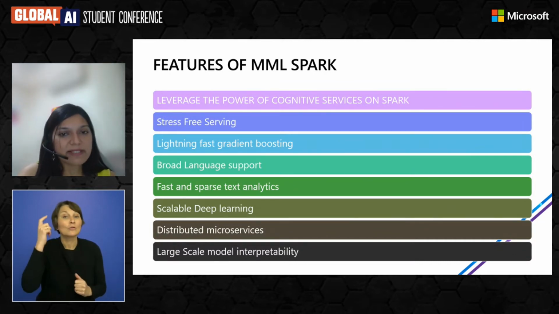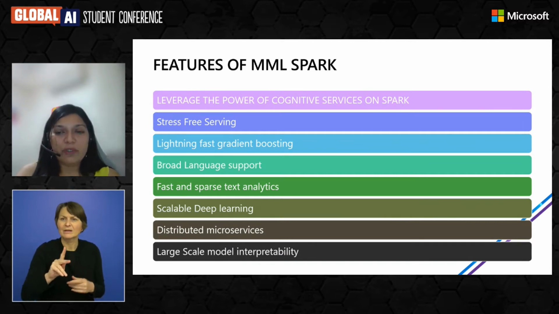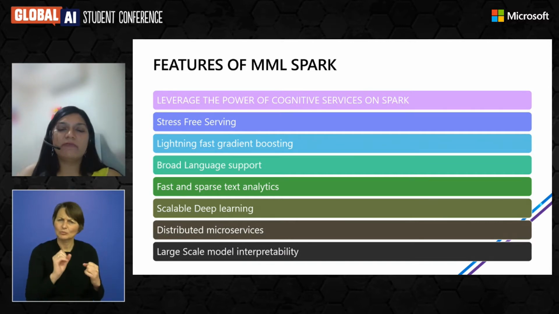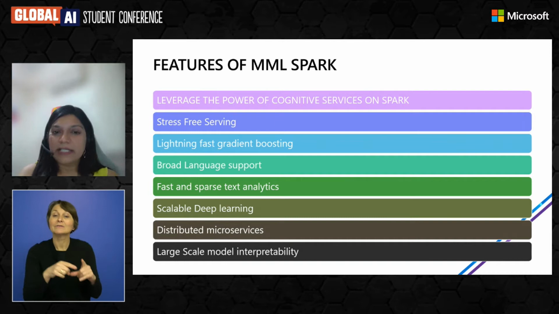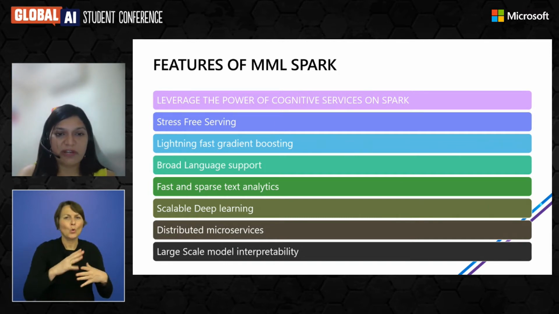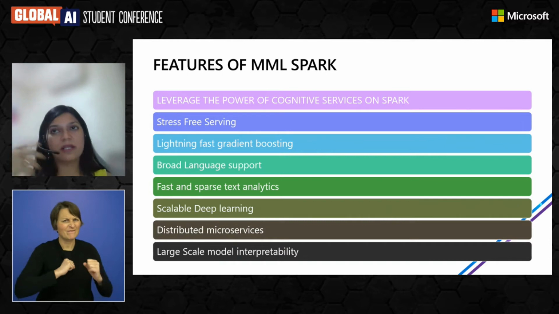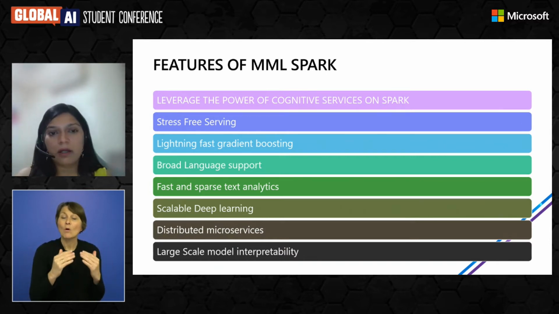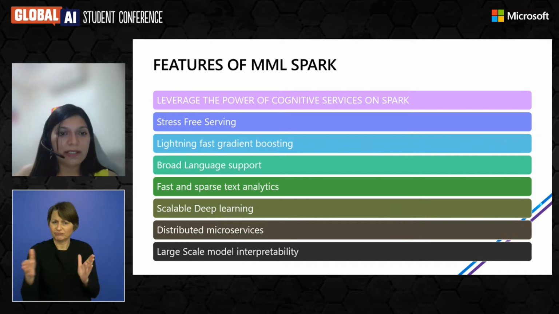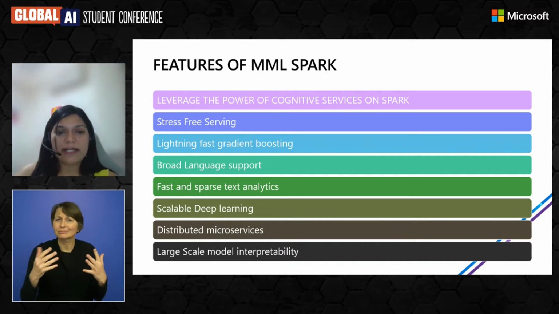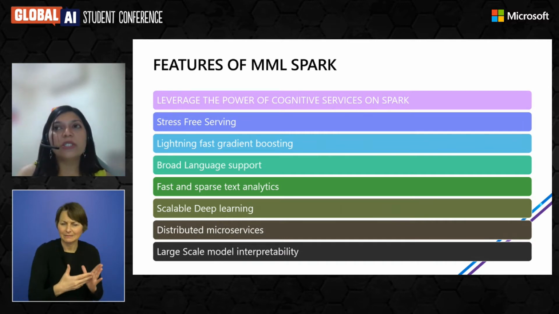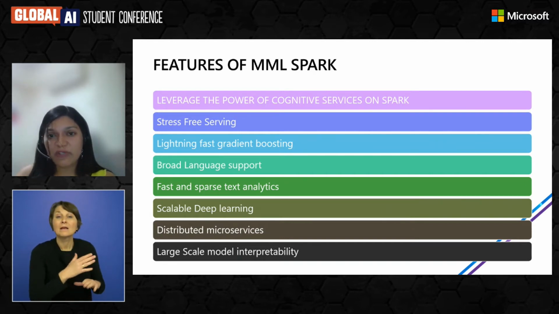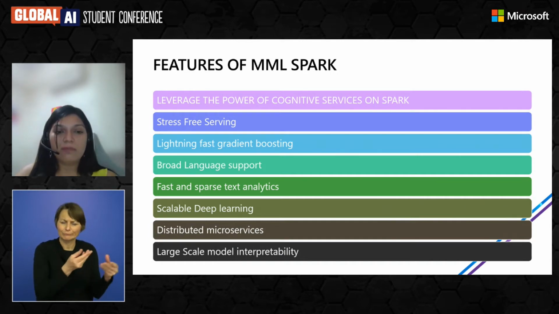Cognitive services in themselves are very powerful, very efficient, very accurate, and we can bring those capabilities to Spark as well. Stress-free serving, then LightGBM boosting, light fast gradient boosting, broad language support, which means it can support Java, Scala, Python, R, .NET, I mean ML.NET as well, C# .NET, fast and sparse text analytics using Vowpal Wabbit. Scalable deep learning, because we are processing huge data loads, and Spark ML is normally used in image classification, transfer learning. So this is where you come to scalable deep learning.